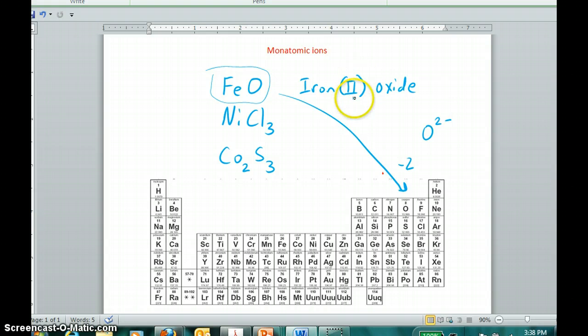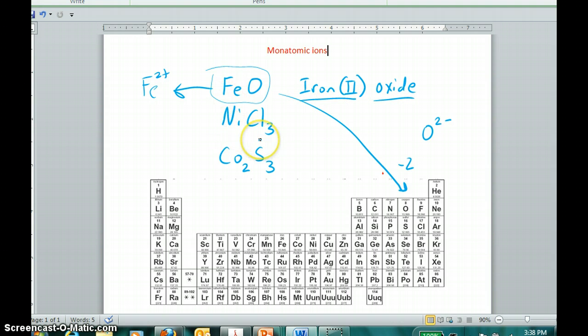Please note that the 2 is part of the iron's name. This is, in fact, an iron +2 cation. It has nothing to do with how many of the ions we have. I only have one of them. Doesn't mean I call it iron 1 oxide. It is one ion called iron 2, and the name is iron 2 oxide.